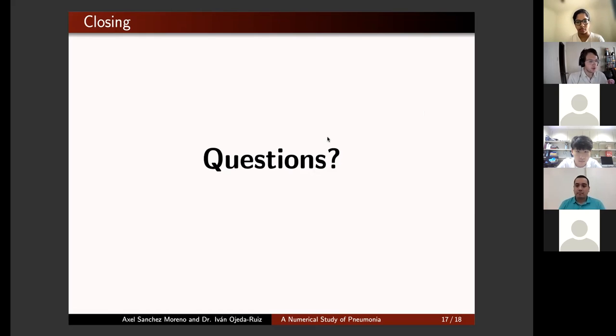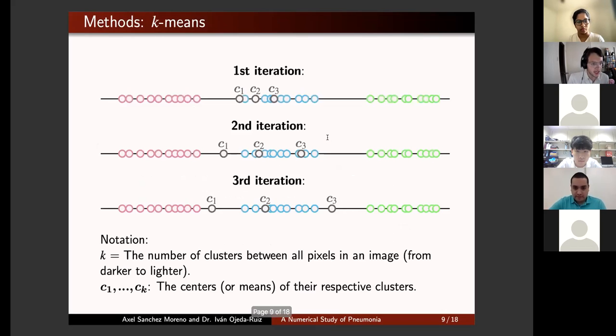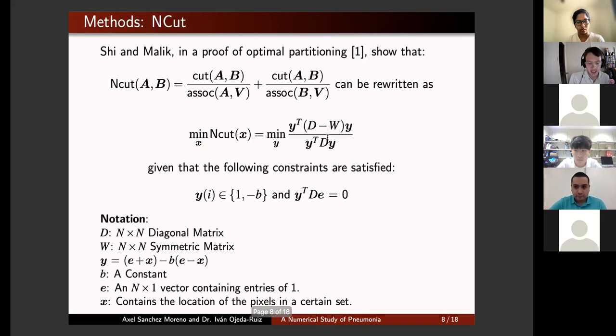My question has to do with the NCUT thing. You might have mentioned this. So NCUT applies to graphs, right? What are you using as your nodes and edges? If you take a photo like a CT scan, what do you apply to your nodes and edges?